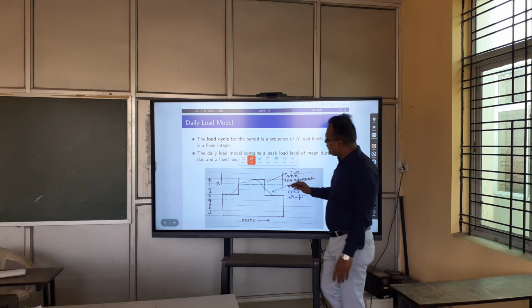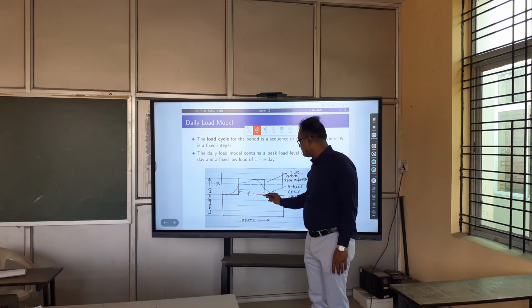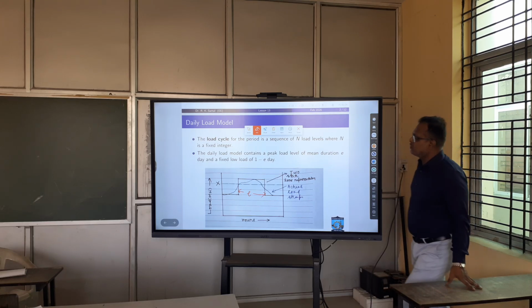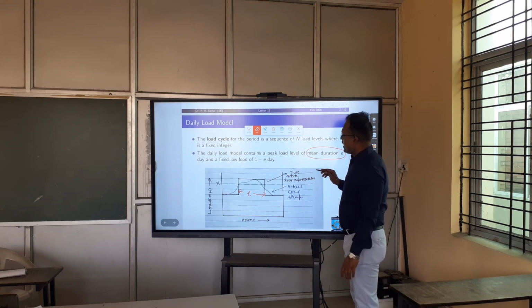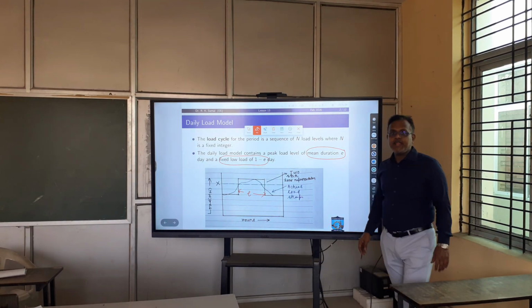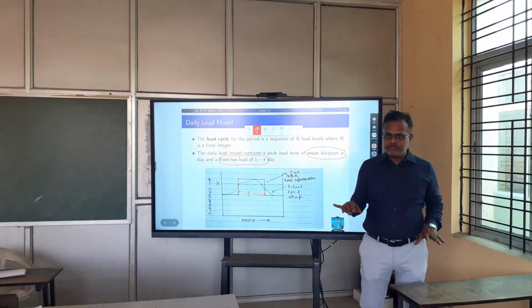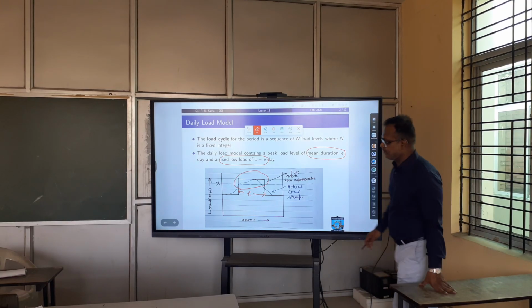Now here we will say the peak load is available for a fraction of time known as E. The daily load model contains a peak load level of mean duration E and a fixed low load of 1 minus E day. So during a day we have peak load for E hours and off peak or zero load for 1 minus E hours. And this is what we will consider for computing the risk indices.